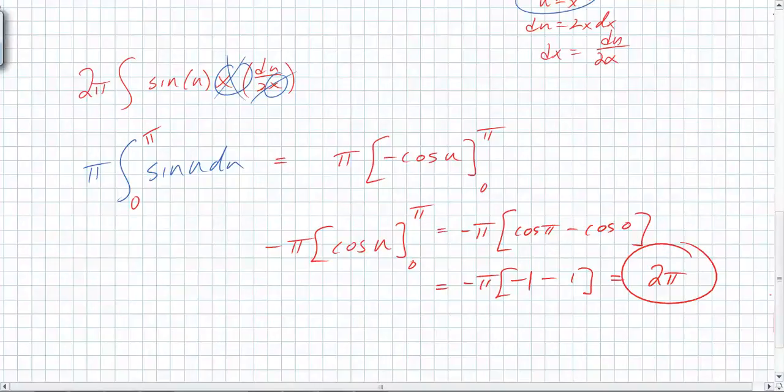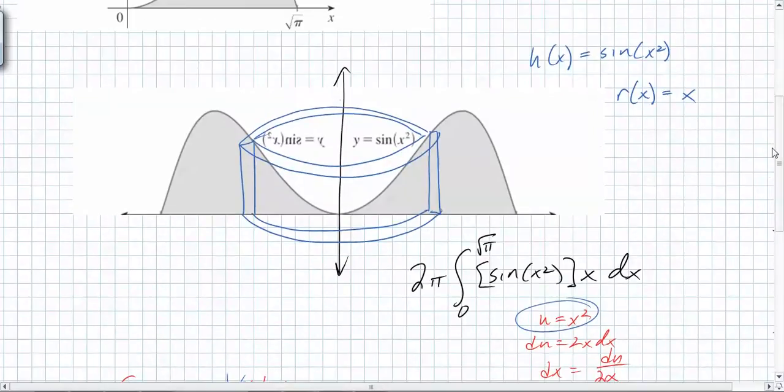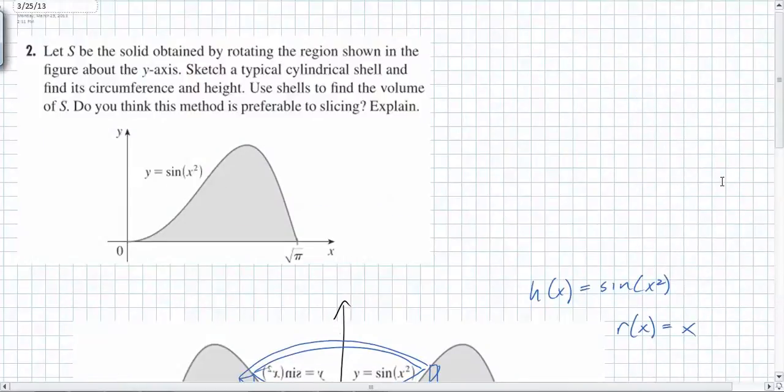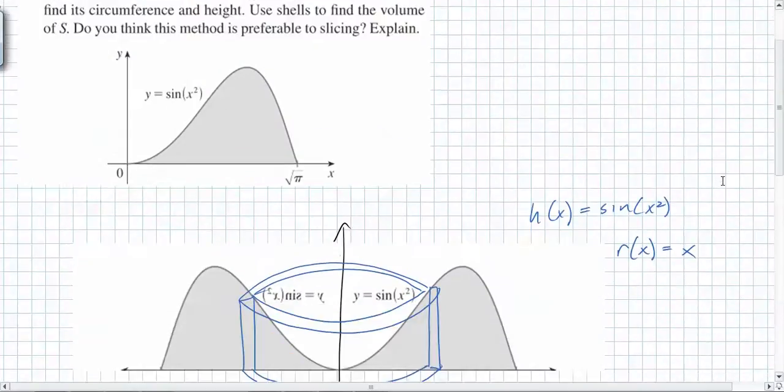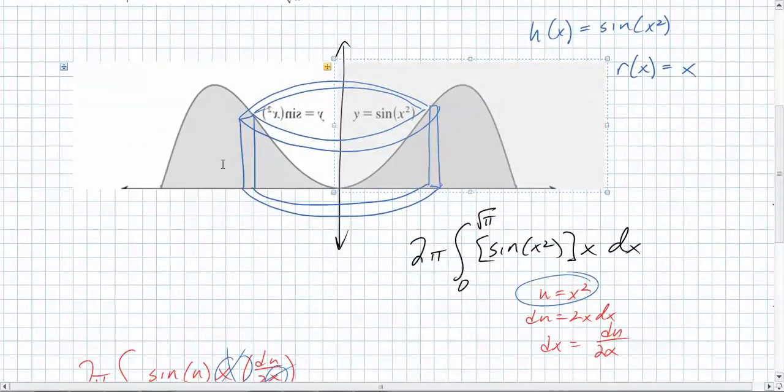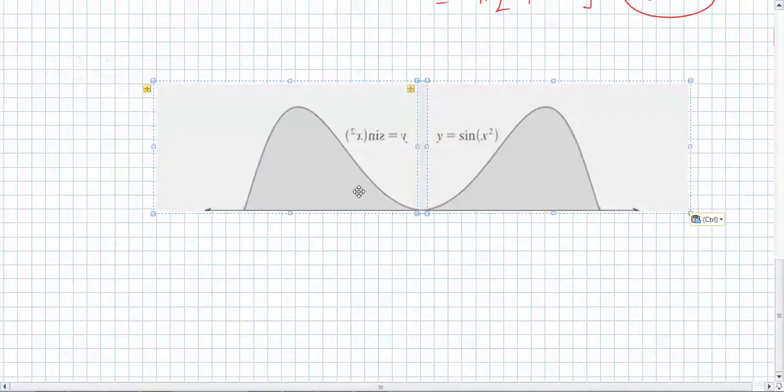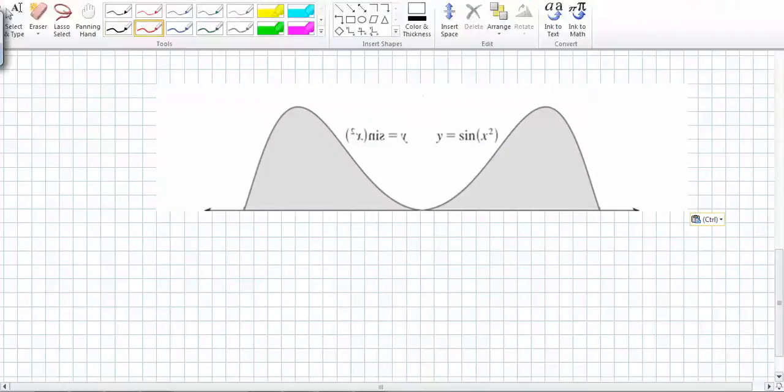Okay, what does it ask you to try to do next? It asks you to try to do something next. What was it? Explain why this method is preferable to slicing. When they say slicing, they mean using washers, right? Now, you draw the washer. You can draw the washers, right? Yeah, let's draw the washer.